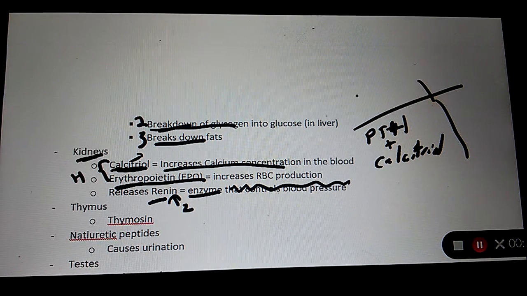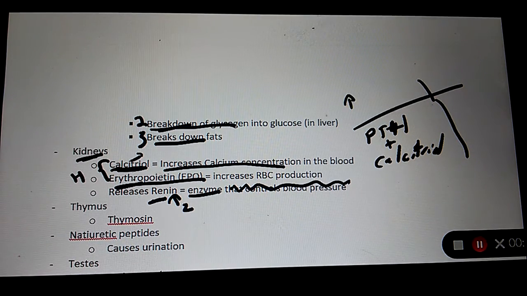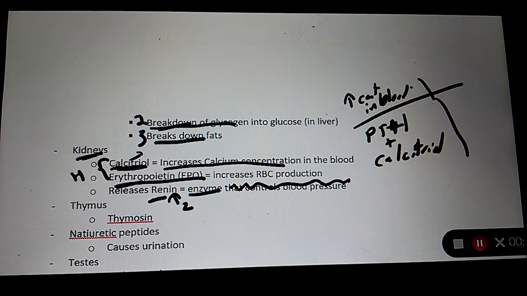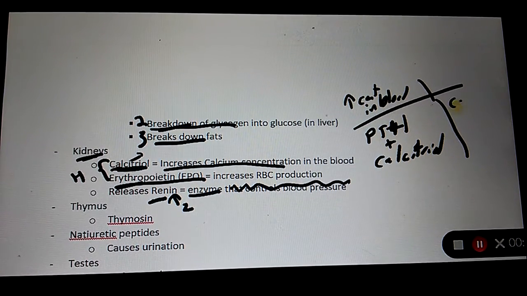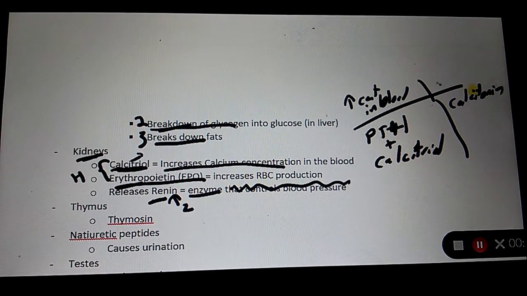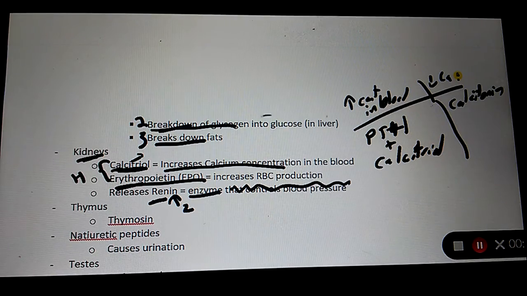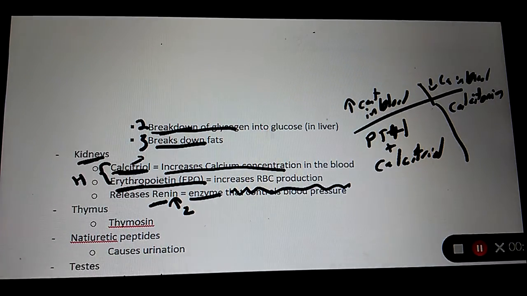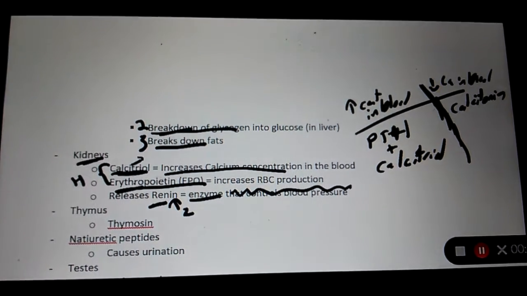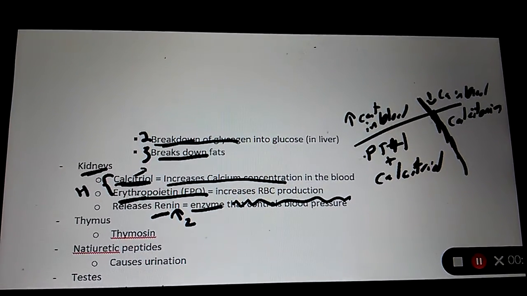Okay? Guys, people get calcitriol and calcitonin confused. Easy way to remember this. Parathyroid hormone increases calcium in blood. Calcitonin decreases calcium in blood. Okay? So calcitonin decreases, calcitriol increases.